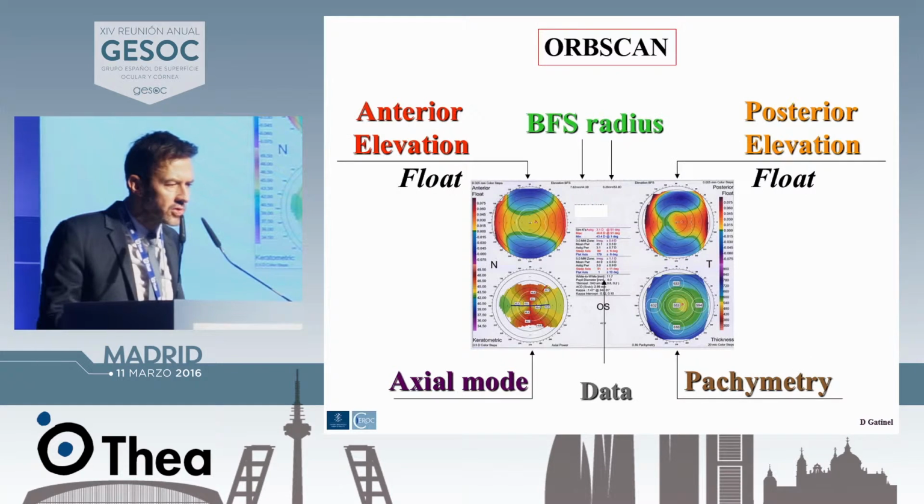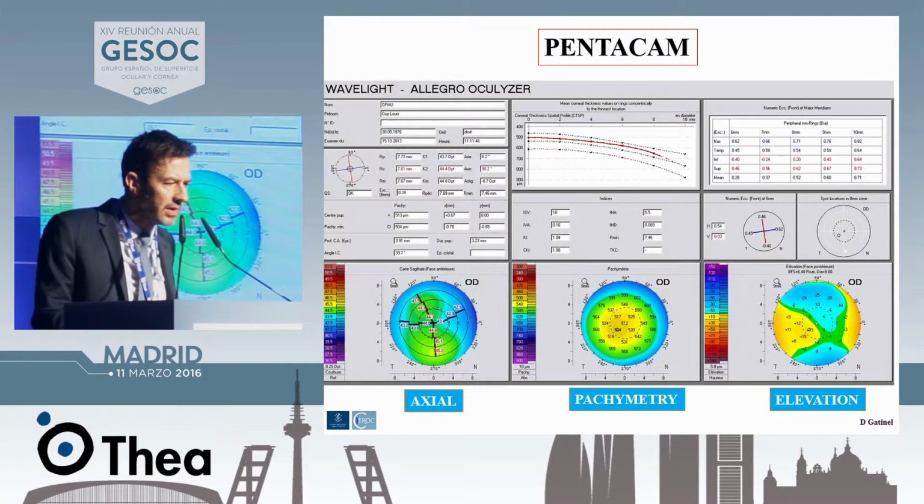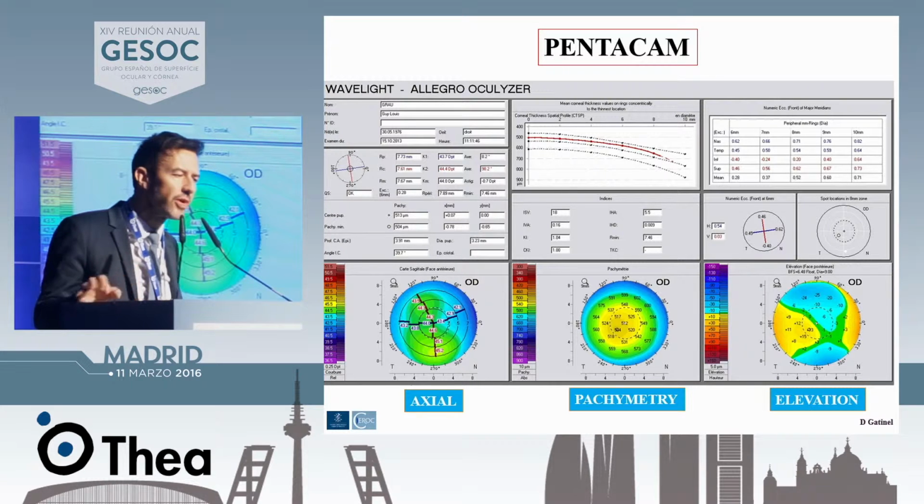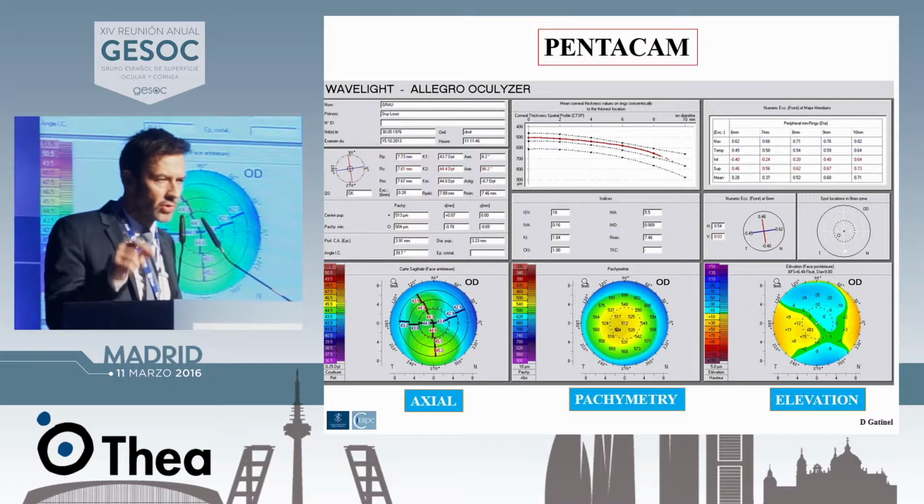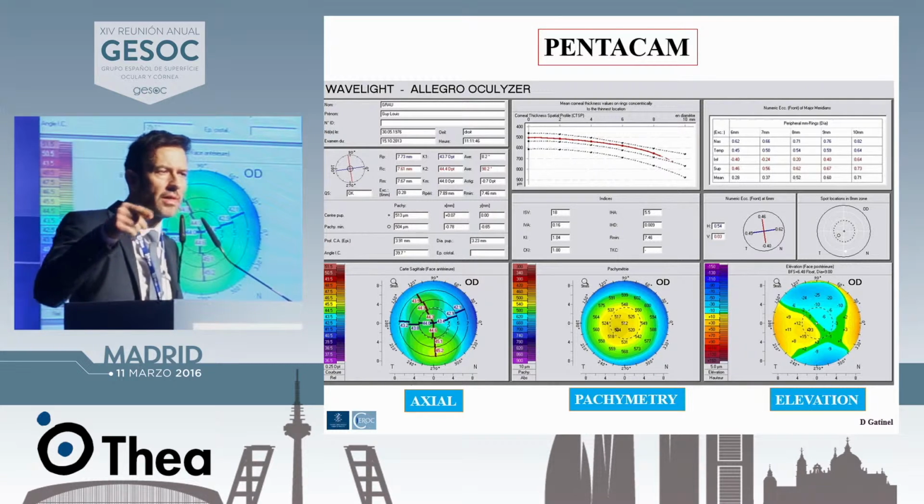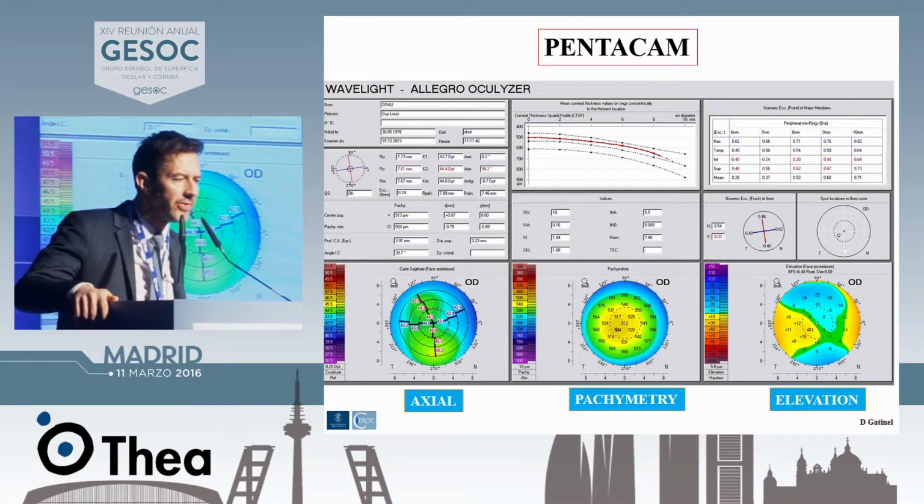elevation-derived indices. So for the Orbscan, what you see usually on a map is elevation anteriorly, elevation posteriorly, the best fit sphere, and you have also a Placido map, pachymetry, and some data in the middle. With the Pentacam, you have also an axial curvature map, which is calculated from elevation, a pachymetry map, and an elevation map, and also curves which show you how the cornea thins or thickens from center to periphery.